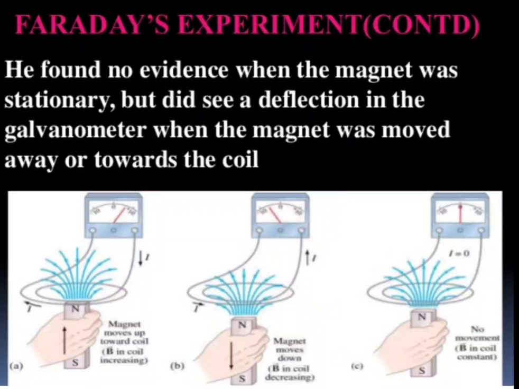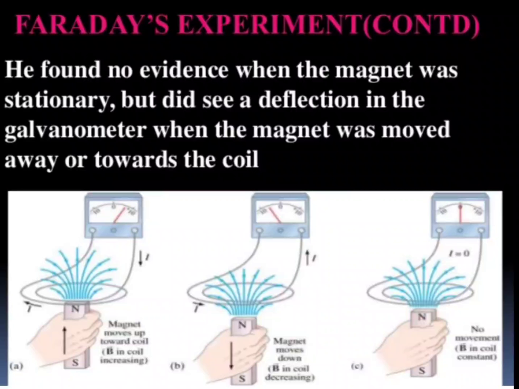The third figure shows that if there is no motion of the magnet, that means the magnet is stationary, the galvanometer pointer is at 0. That means there is no deflection in the galvanometer. By observing all these figures, whenever the magnet moves towards the coil, more flux lines pass through the coil. Due to that, an induced electric current is developed. It shows the evidence that a time varying magnetic field induces an electric current. That is the conclusion of Faraday's law experiment.